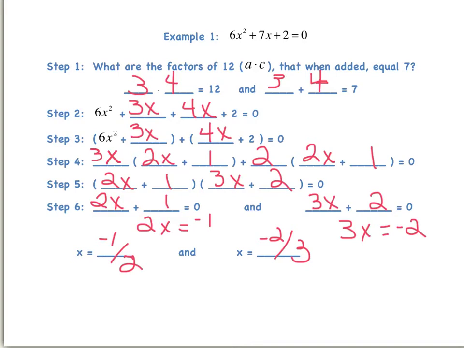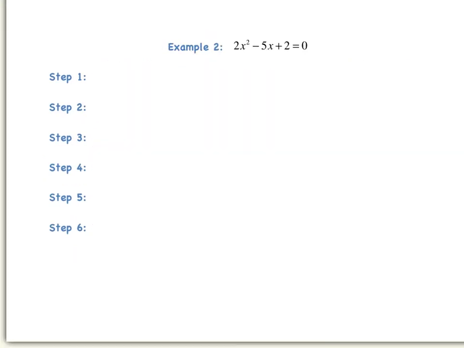Now I want you to try one. I want you to solve 2x squared minus 5x plus 2 equals 0. Pause the video, look back at your notes, and see if you can solve this one on your own. Once you're done, press play, and I will take you step by step through it.